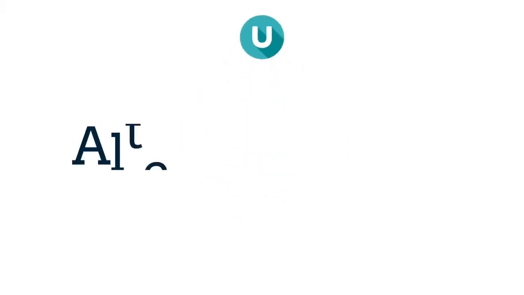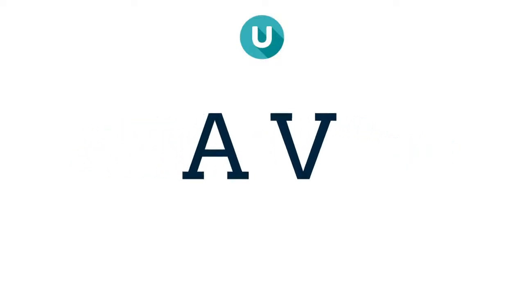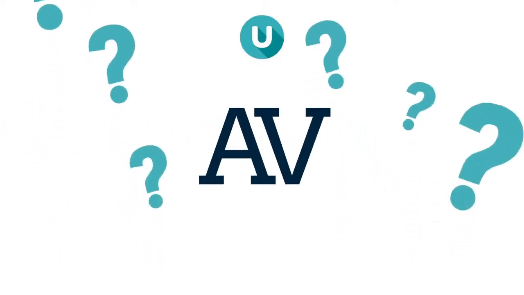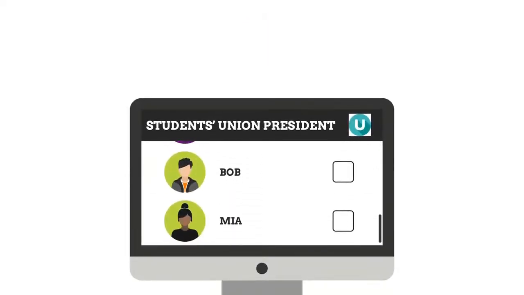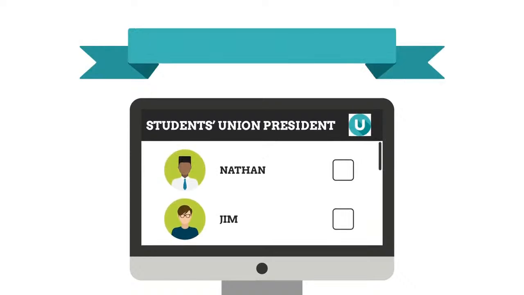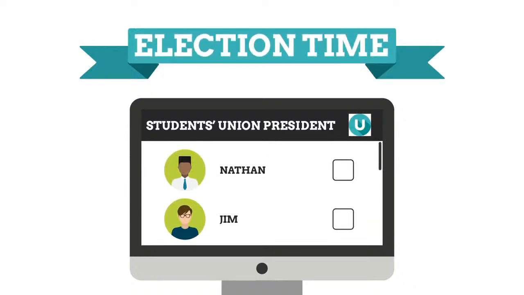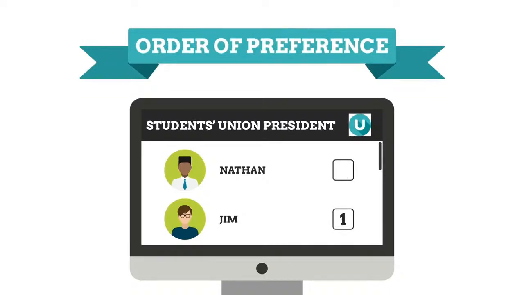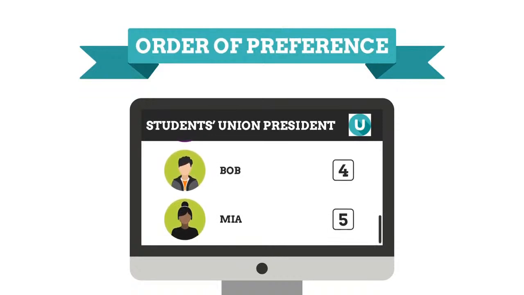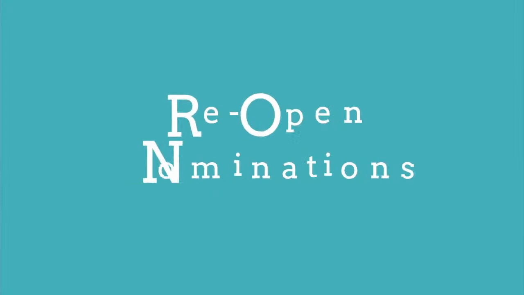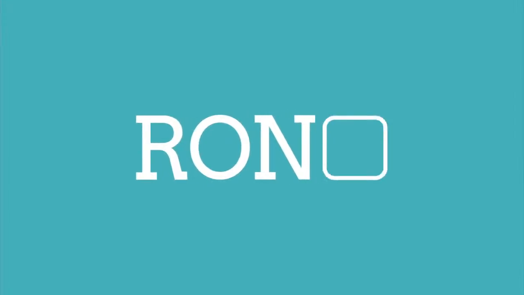Creative Arts Students' Union uses the alternative vote, also known as AV. So how does AV work? Let's say we have 5 candidates in our election for Students' Union President. When you vote in the election, you'll be asked to rank the candidates in order of preference. This means you need to put a number 1 by your favourite, a number 2 by your second choice, and so on. In every election, a candidate called Reopen Nominations, also known as RON, will run. In the event you do not wish to vote for any of the candidates on the ballot, you can put RON as your number 1 choice.